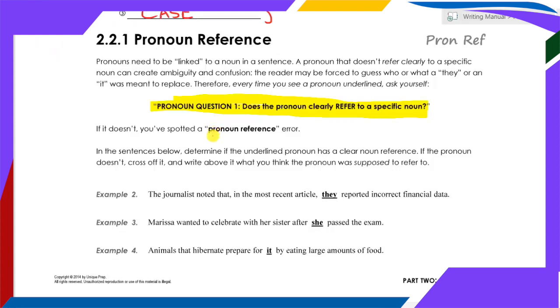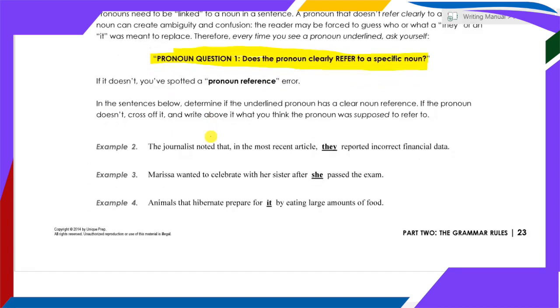Down at the bottom of the page, examples 2, 3, and 4, in each of these questions, you're going to see a pronoun underlined. What you need to do is determine if the underlined pronoun has a clear noun reference. If the pronoun does have a reference, great, leave it alone. If not, cross off the pronoun, and right above the pronoun, jot down what you think the pronoun was supposed to be referring to. Pause the video if you want to do 2, 3, and 4 on your own now.